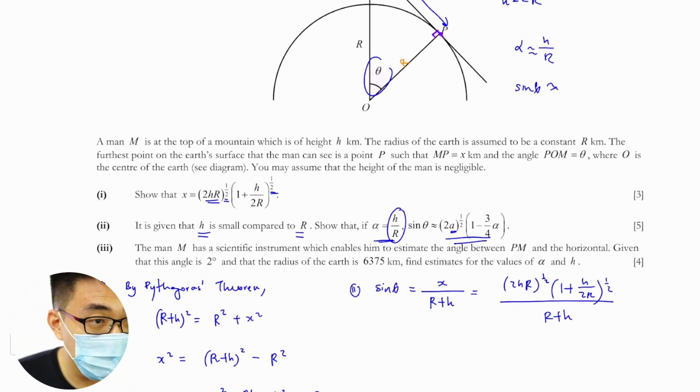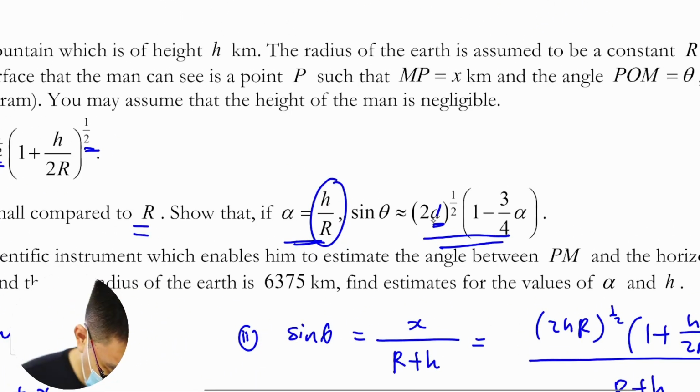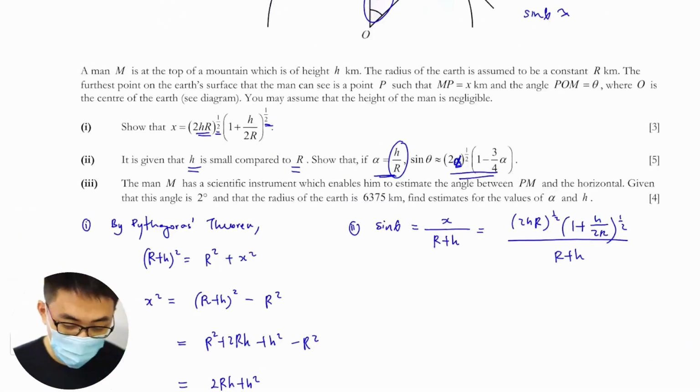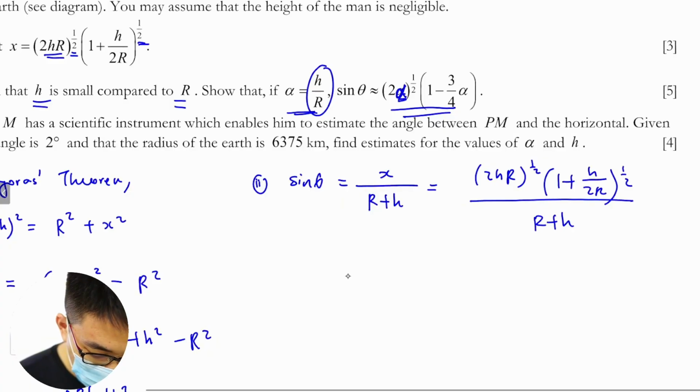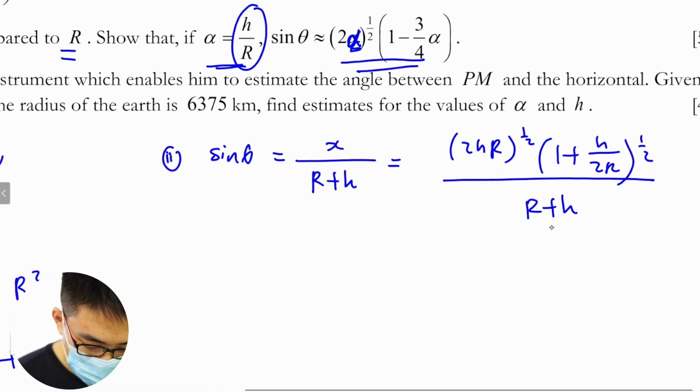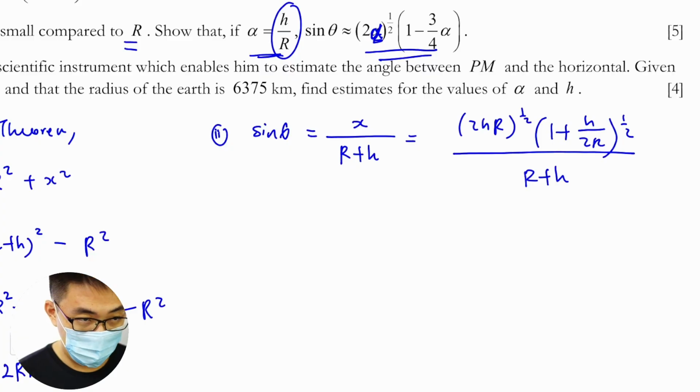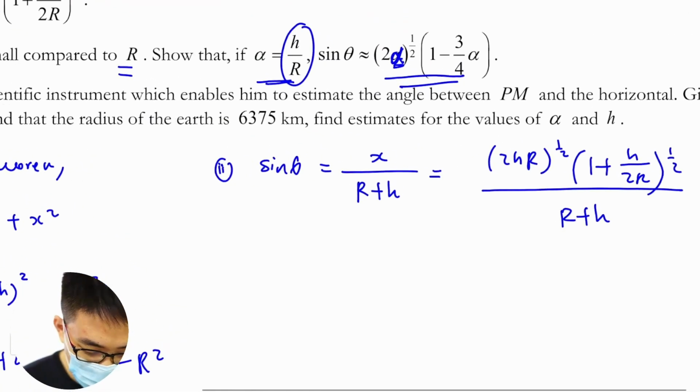Is it a typo? Yeah, it's a typo. This is alpha. So what we're going to do is just put alpha as h over r. So alpha, h over r is alpha. Change everything to h over r. You want h over r here.